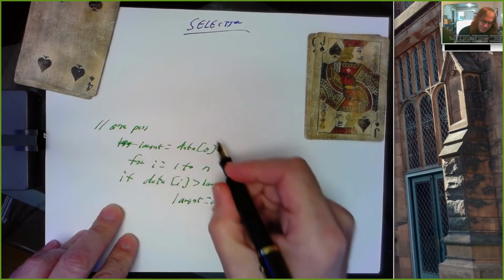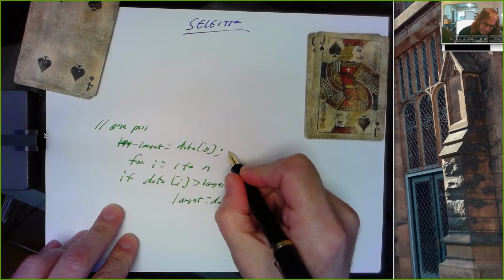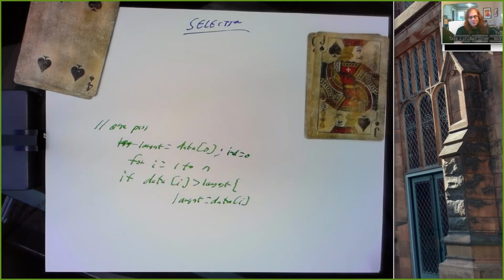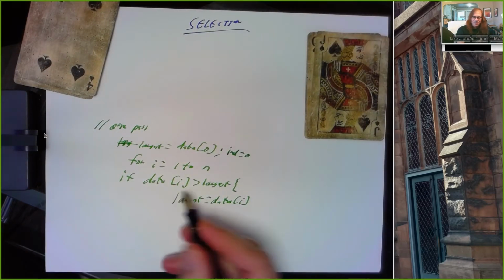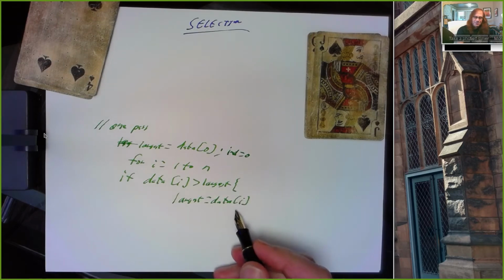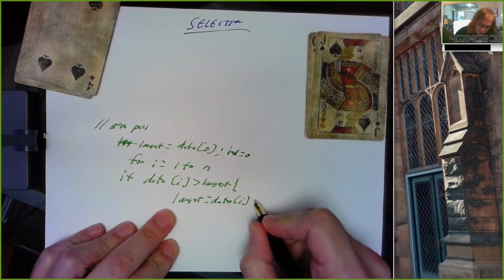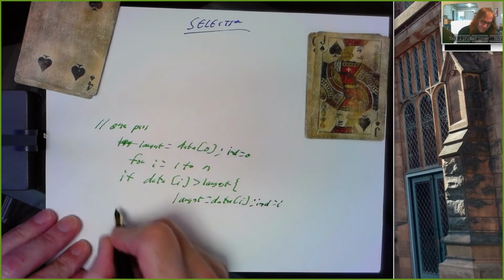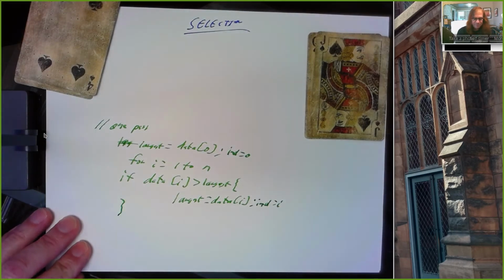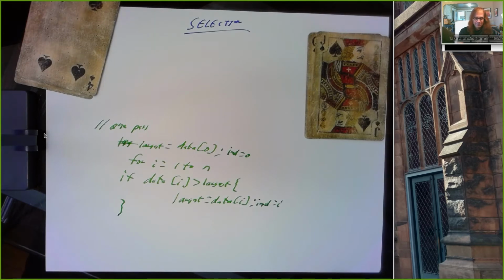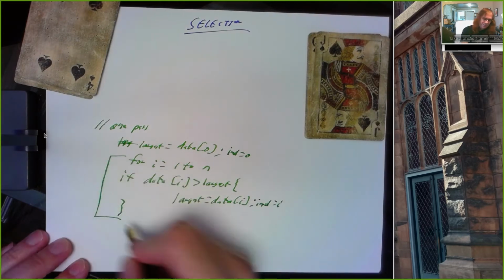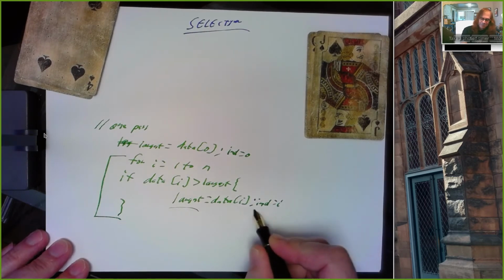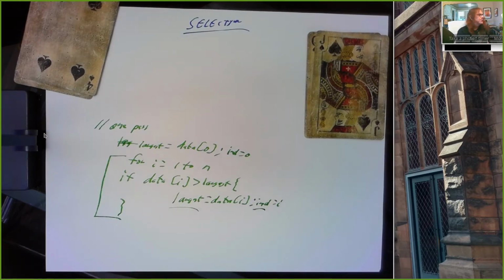So largest equals data[0], and the index of the largest is 0. If the ith element is bigger than our largest, set the largest to that element, and set our index equal to i. And so do that whole loop, and when we're done, this is our largest number, and this is where it was found in our array.